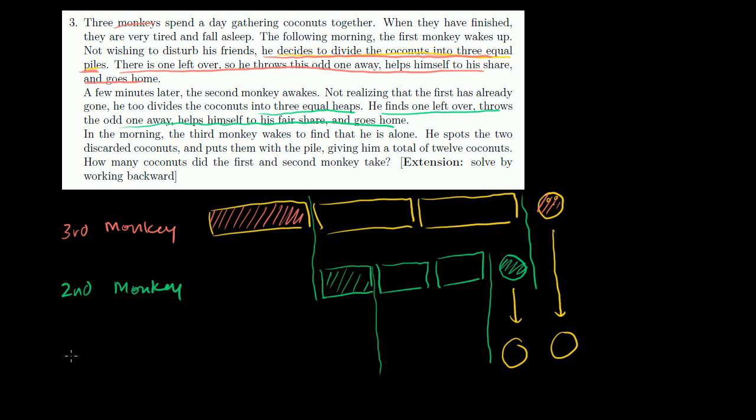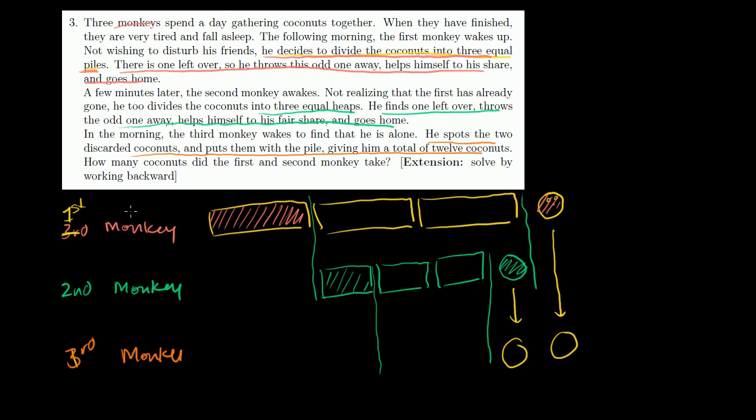So this is the first monkey. The first monkey did this, the second monkey, and now we're dealing with the third monkey. He spots the 2 discarded coconuts and puts them with the pile, giving a total of 12. So this is the third monkey, the third one to wake up. Sorry if I confused you.